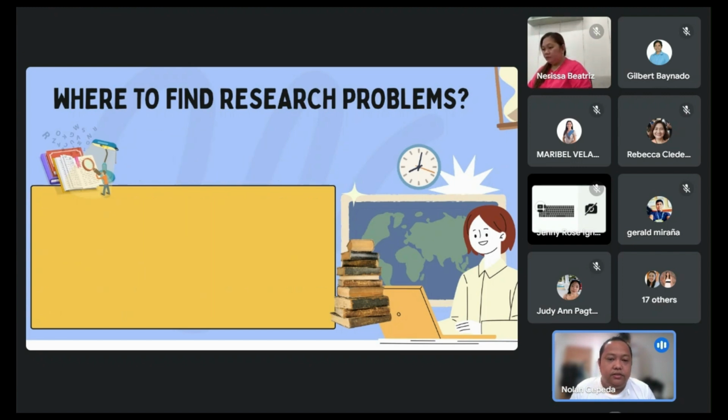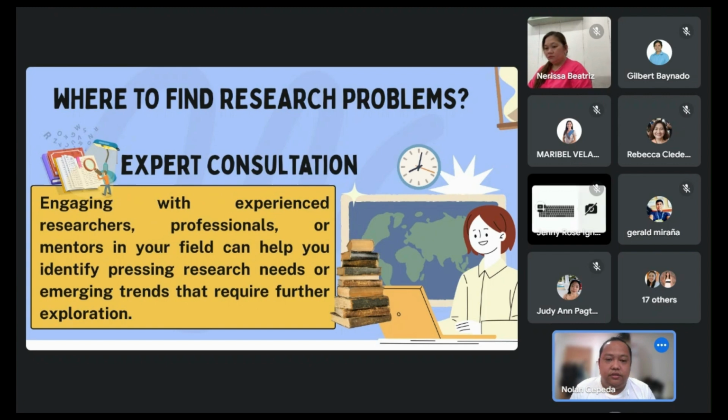The third one is expert consultation. This is very easy, kumbaga po. It's easier to ask an expert regarding where to find a research problem.